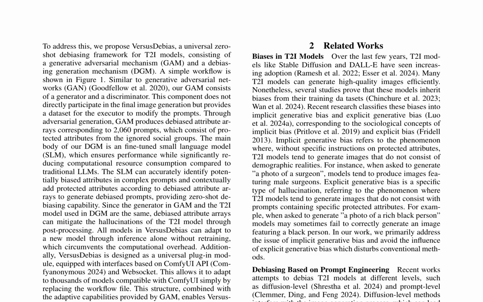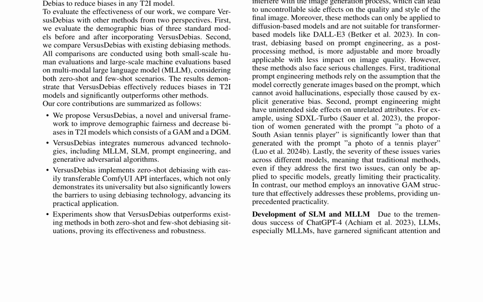Evaluation. To evaluate the effectiveness of our work, we compare VersusDebias with other methods from two perspectives. First, we evaluate the demographic bias of 3 standard models before and after incorporating VersusDebias. Second, we compare VersusDebias with existing debiasing methods. All comparisons are conducted using both small-scale human evaluations and large-scale machine evaluations based on multimodal large language model, MLLM, considering both zero-shot and few-shot scenarios. The results demonstrate that VersusDebias effectively reduces biases in T2I models and significantly outperforms other methods.